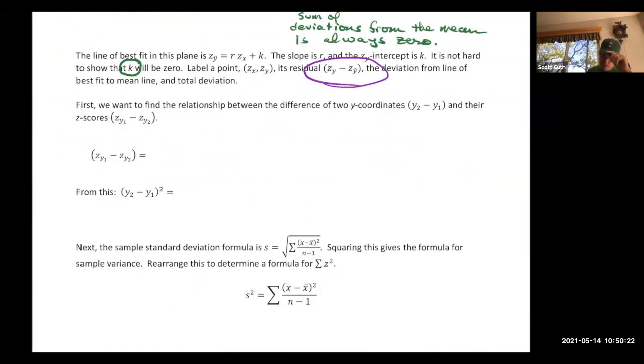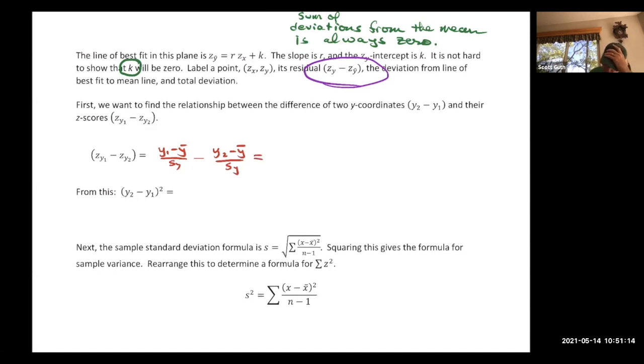Okay, so there's a couple of algebra things I need to straighten out. It says first we want to find the relationship between the difference of two y coordinates and the difference between their z-scores. So they're taking the z-score of y1 and the z-score of y2, just arbitrary y coordinates, whatever they are. And I'm going to put in a formula here. The z-score of y1 would be y1 minus y bar over sy, the standard deviation of y. Now the z-score of y2 is y2 minus y bar over the standard deviation of the y coordinates.